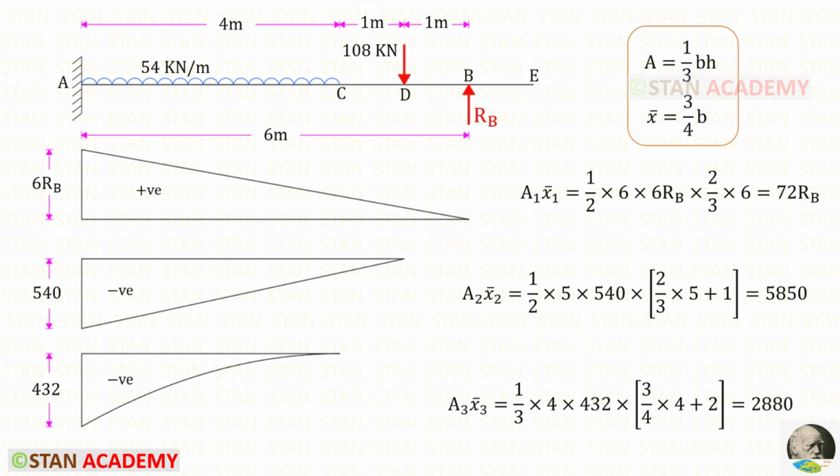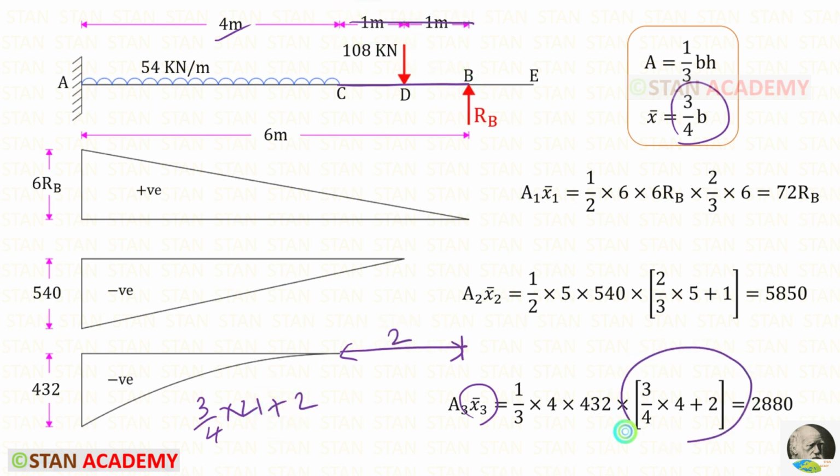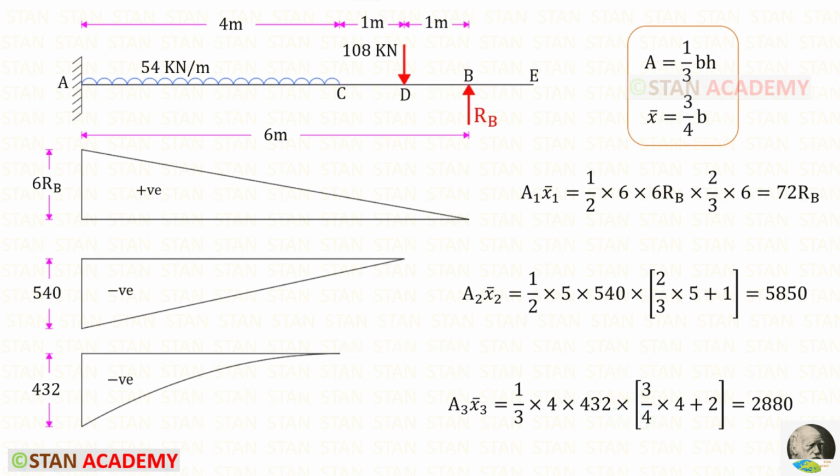Now let us find area 3 x bar 3. We know that it is a second degree parabola. The area formula is 1 upon 3 into BH. Here the breadth is 4 and the height is 432. So this is the area, and the formula to find the centroid distance is 3 upon 4 into breadth. Here the breadth is 4, so 3 upon 4 into 4. We have to add the remaining distance. The remaining distance up to B is 2 meter. So 3 upon 4 into 4 plus 2. For area 3 x bar 3, we will get 2880.